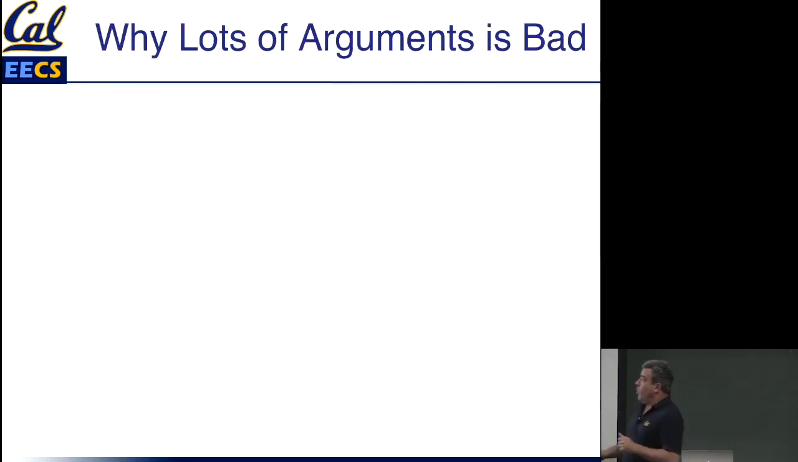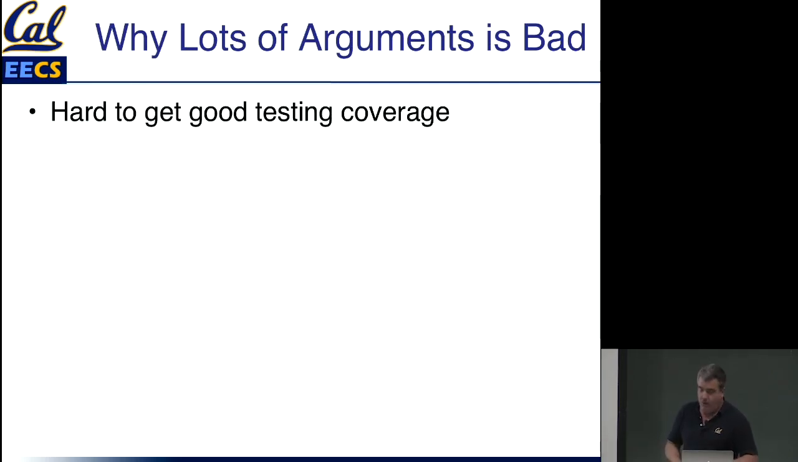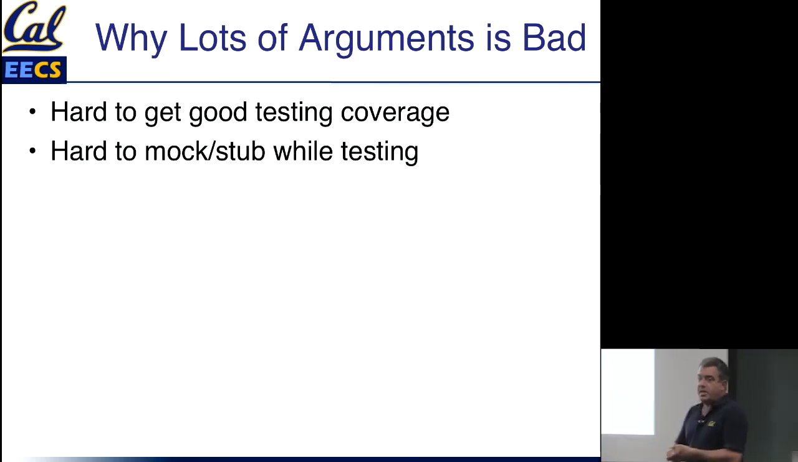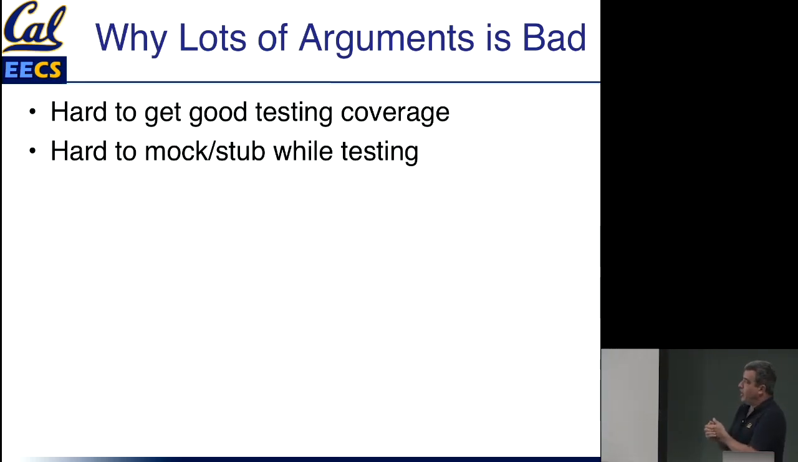Lots of arguments. Why is there a guideline that a function or a method should have few arguments? Well, for one thing, it's hard to get good test coverage, right? If different combinations of arguments have different effects, there's a lot of paths through the code that could be influenced by that, and we'll actually show a metric that computes that quantitatively. It's also hard to stub or mock while you're testing because you have to have values for all of those arguments, right? The function is only doing one thing. You only need to test one thing, but you need to pass it a full set of arguments.